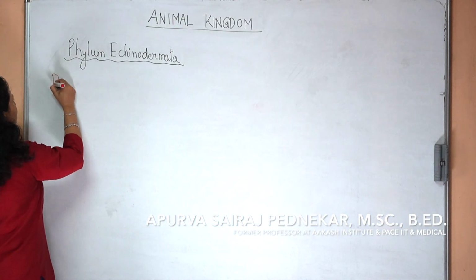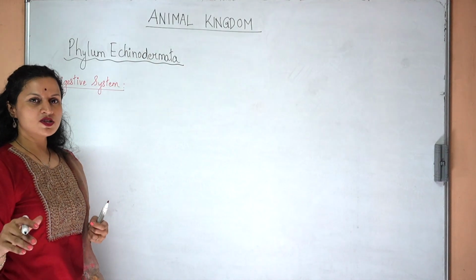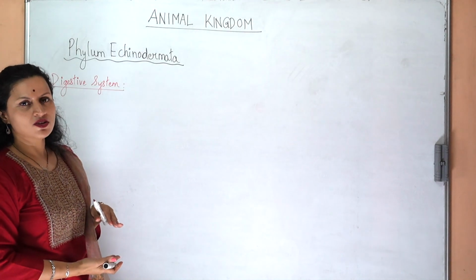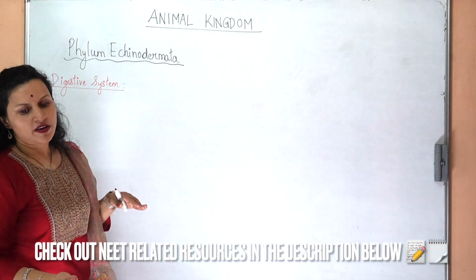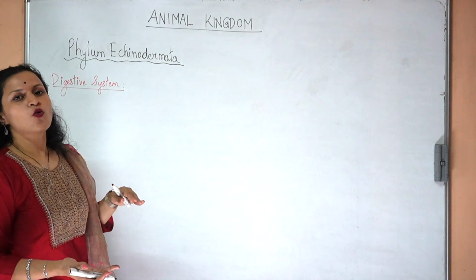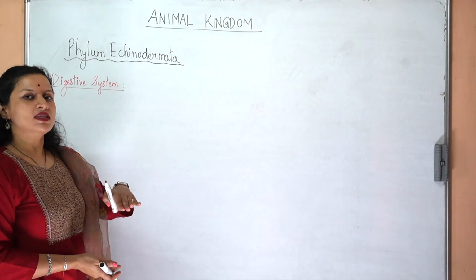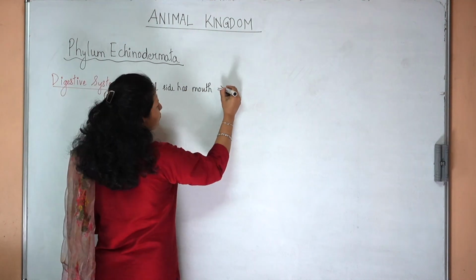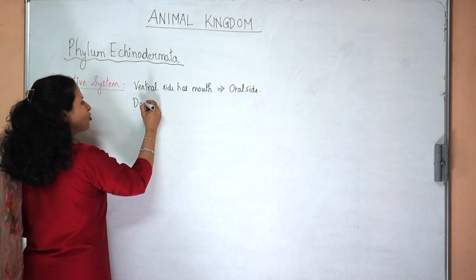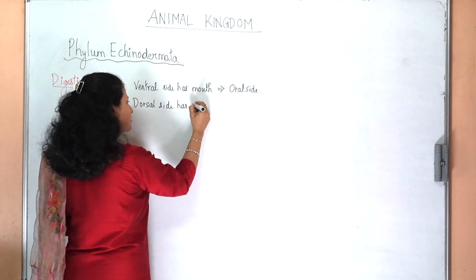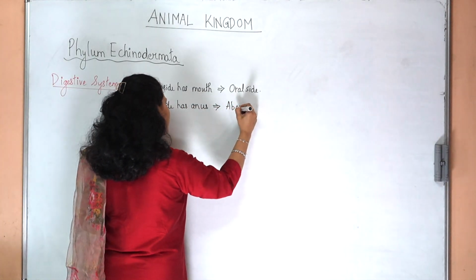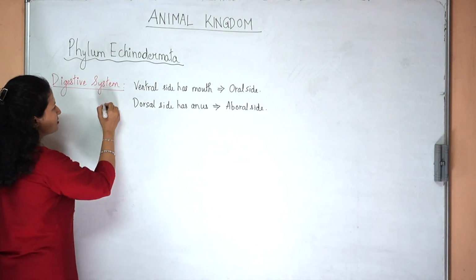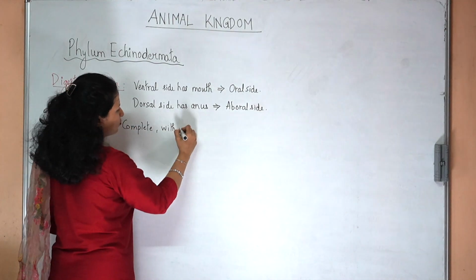The digestive system. The dorsal side of the starfish is the side where the anus is present, and the ventral side, the bottom side of the starfish, is where the mouth is present. The ventral side is called the oral side, and the dorsal side with the anus is called the aboral side. Now that you know it has both mouth and anus, the digestive system is said to be complete.